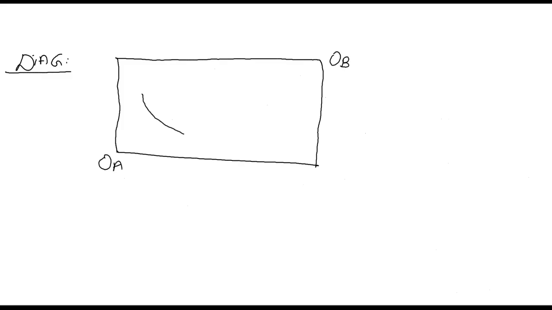So this is A's IC. These are A's ICs, and these are B's ICs, the dotted ones I am drawing on the screen. These are all B's ICs. Now, these are all Pareto efficient points.